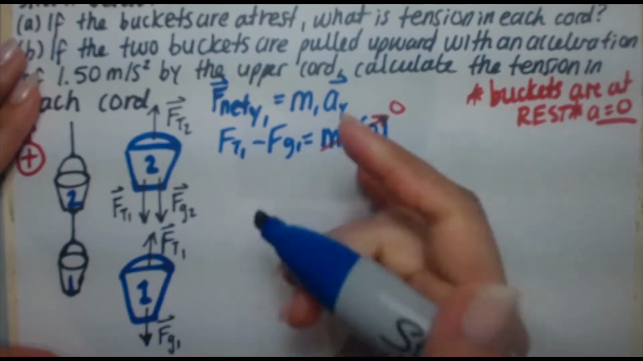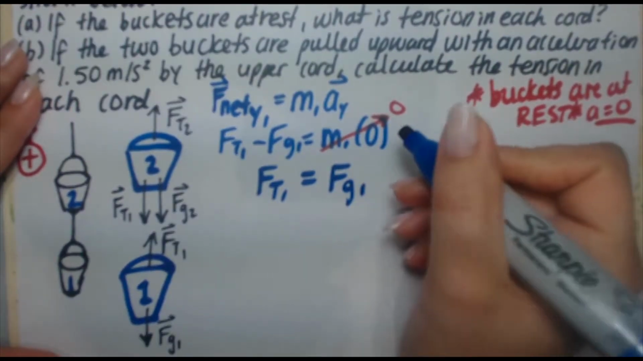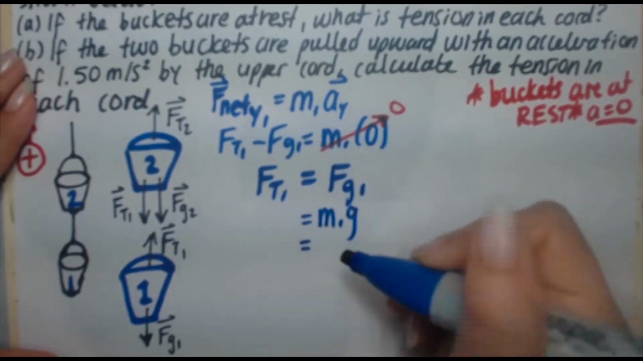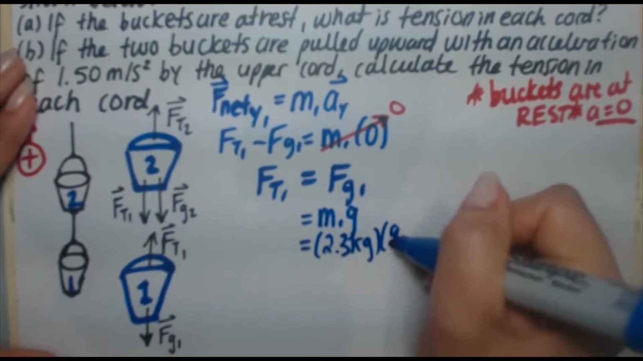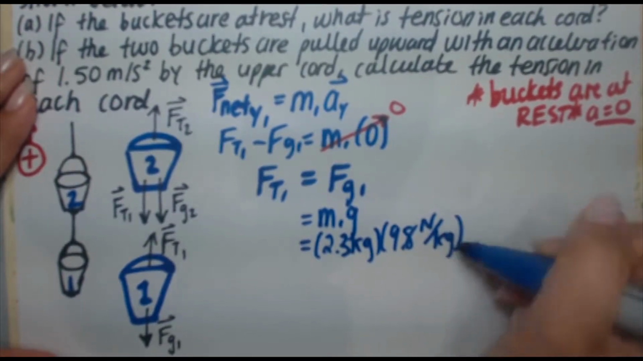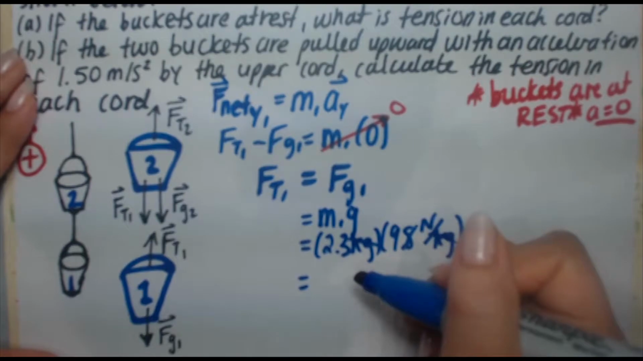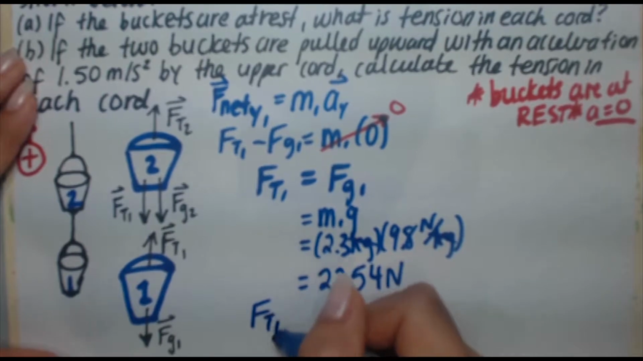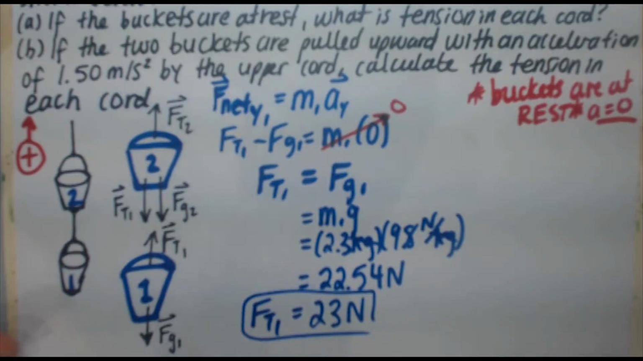So let's bring the Fg1 over to the right side, and we get Ft1 equals Fg1. Fg1 is simply the mass of 1 times g, so that's equal to m1, which is 2.3 kilograms, times g, which is 9.8 newtons per kilogram. When you multiply those out, the kilograms cancel and you're left with 22.54 newtons. So Ft1 is equal to 23 newtons. So we've got the tension in cord number 1. Now let's find the tension in the second cord.